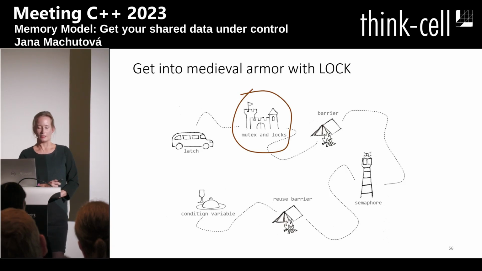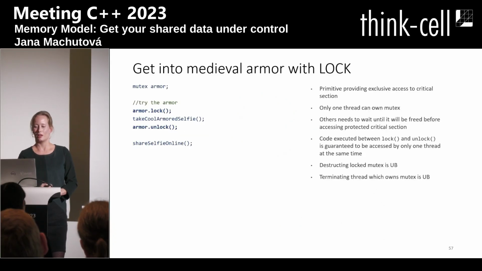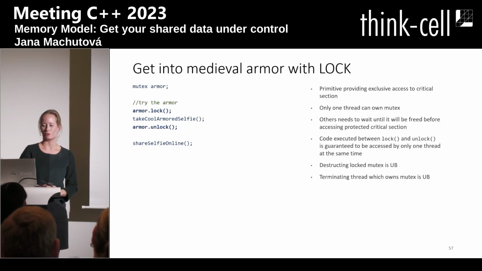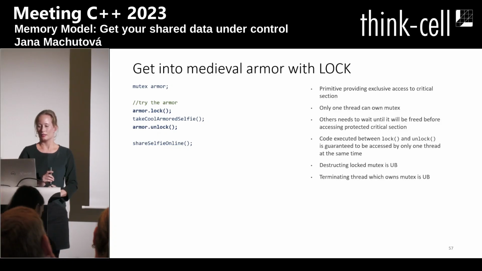The next one is the most popular, I would guess. These are mutexes and locks, and we will use them to be able to wear that medieval armor and take cool selfies. A mutex is a primitive providing exclusive access to a critical area. You are able to lock the mutex or unlock it, and in between you are guaranteed to be the only one who accesses that area. What is tricky about it is that you can't destroy a locked mutex, and you can't terminate the thread which is holding a mutex.